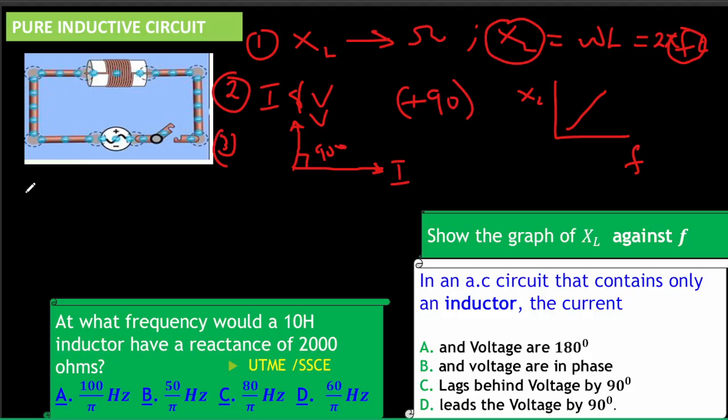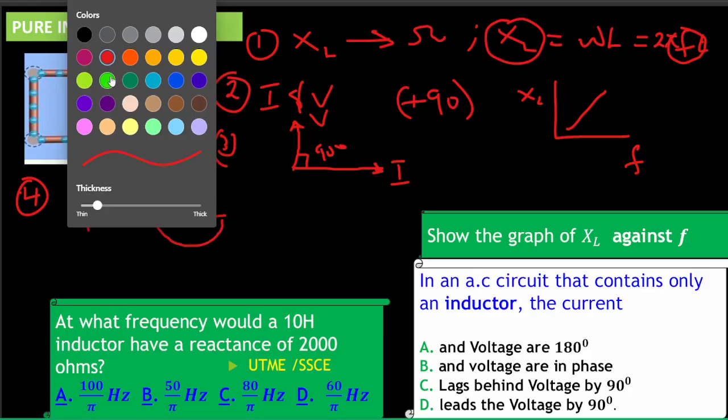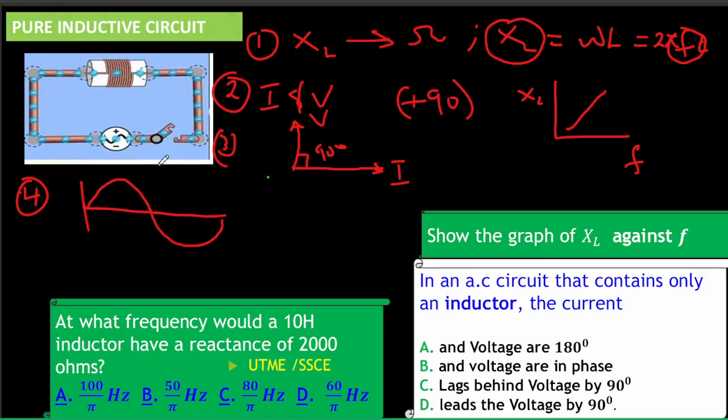Point number 4 is the graphical representation. So this is the graph. If this is our current, then voltage is bigger, but it will start earlier. Current is still at this point, voltage is already here. Can you see? So voltage is leading.